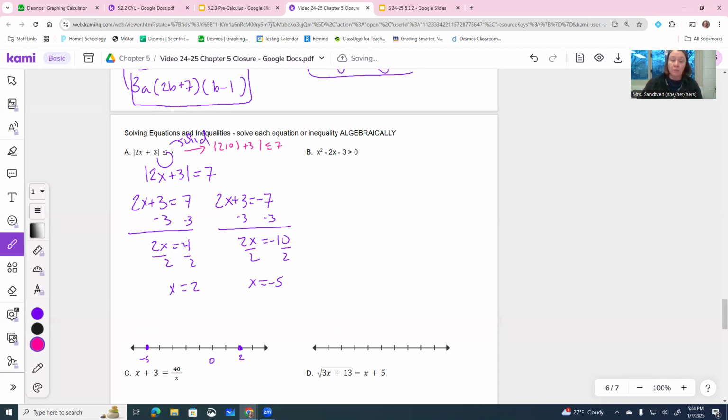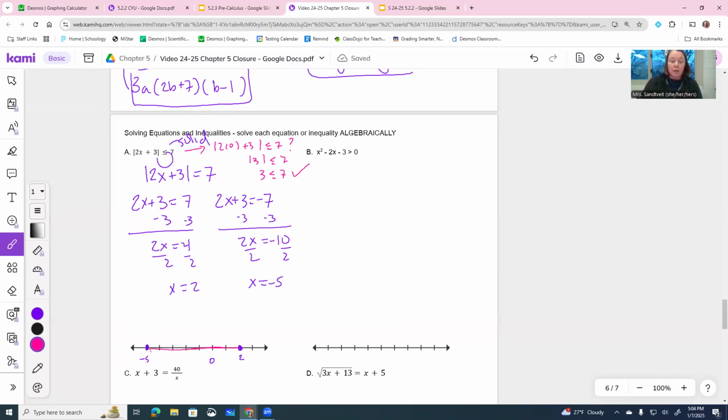I'm going to shade between. If it's false, I'm going to shade out. So I want to know if that's true. So this would be 0 plus 3. That's the absolute value of 3, which is 3. Is that less than or equal to 7? Yes. So that means that my solution falls between.